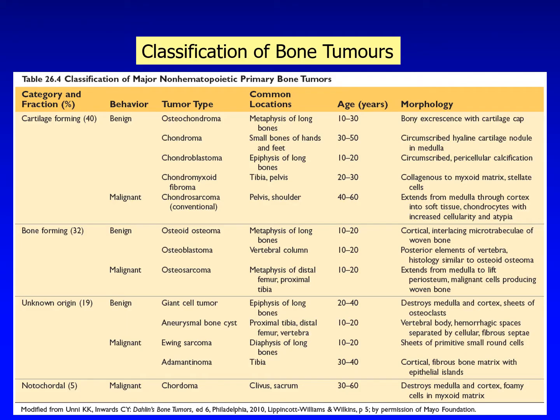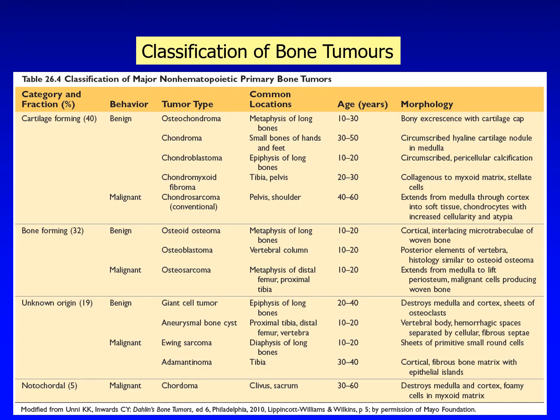This table shows the classification of bone tumors, which are of major non-hematopoietic primary bone tumors. They are further categorized into cartilage-forming, bone-forming, unknown origin, and notochordal. Their behavior is either benign or malignant. For instance, for cartilage-forming benign tumors, there are osteochondromas, chondromas, chondroblastomas, and chondromyxoid fibroma, whereas the malignant counterpart is chondrosarcoma. The bone-forming benign tumors are osteoid osteoma and osteoblastoma, whereas the malignant counterpart is osteosarcoma.